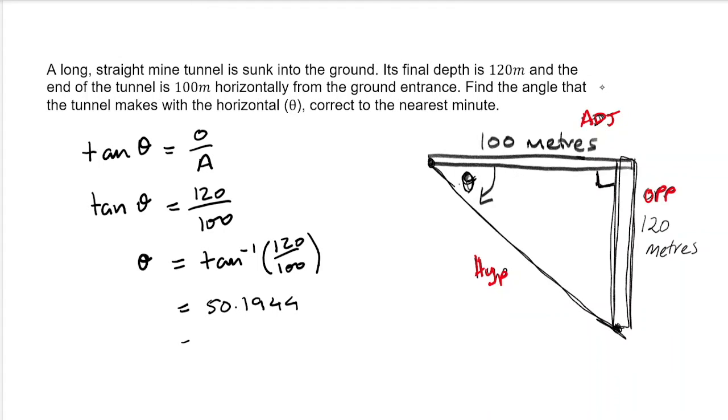So it now becomes, so if we go 50 degrees, 11 minutes, what did we say? It was 39 seconds. Will actually be 50 degrees, 12 minutes. Okay, so that's how that's all working.